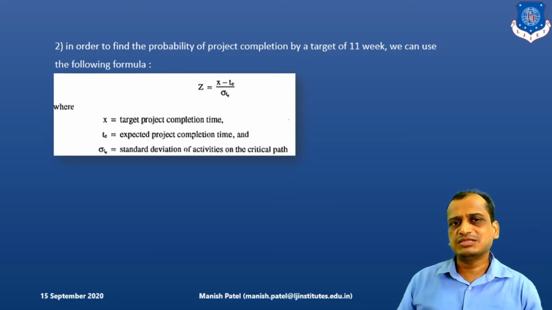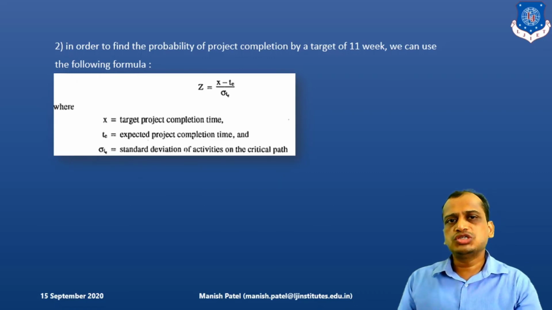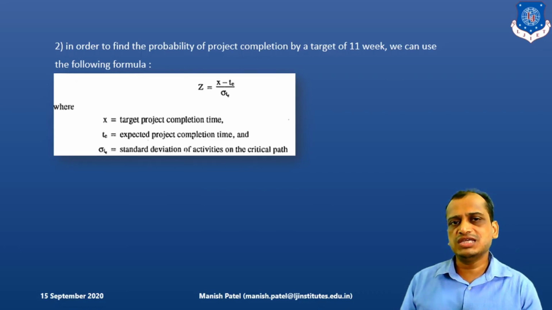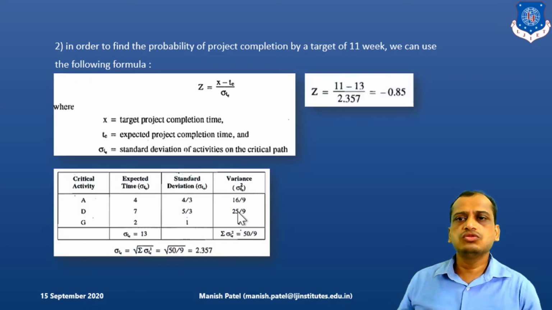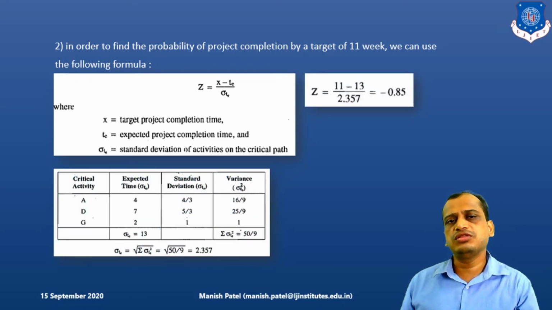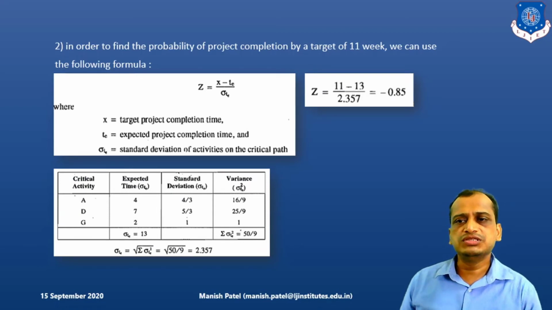Now what is the expected time? Expected time is 13. The project completion time is 13, right? And we have already calculated the standard deviation of the critical path, which is coming out to be 2.357. So just put the values into the equation for the Z score. Z equals 11 minus 13 upon 2.357, which is coming out to be minus 0.85, right?